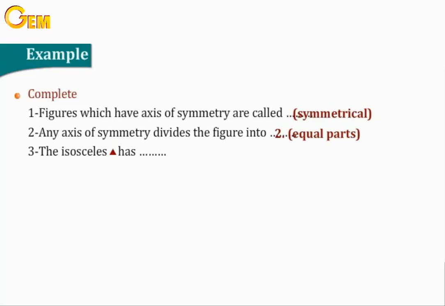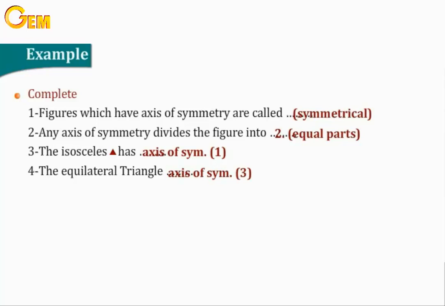Number 3. The isosceles triangle has how many axes of symmetry? The answer: 1. Number 4. The equilateral triangle has how many axes of symmetry? The answer: 3. Number 5. The scalene triangle has how many axes of symmetry? The answer: no, or 0.